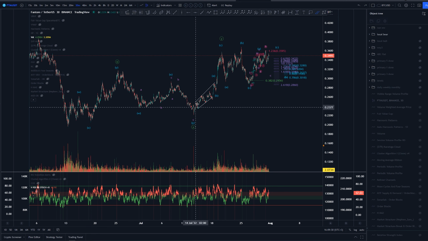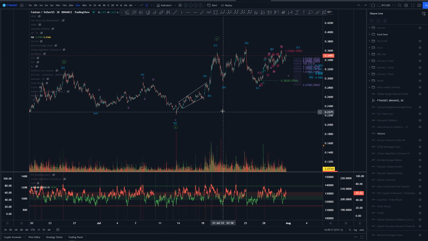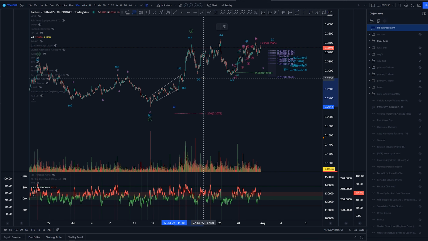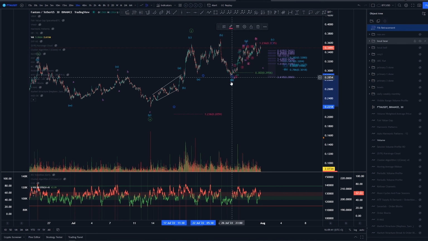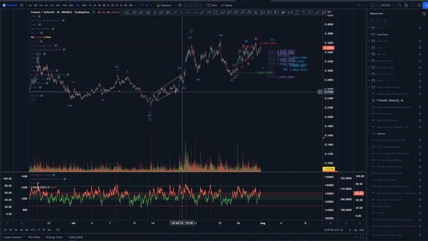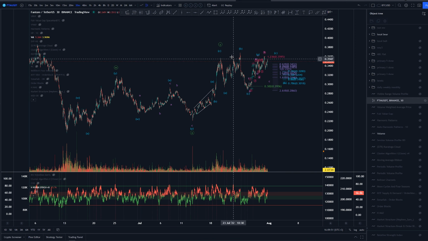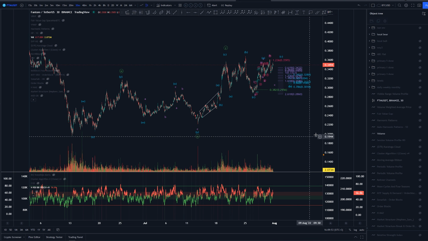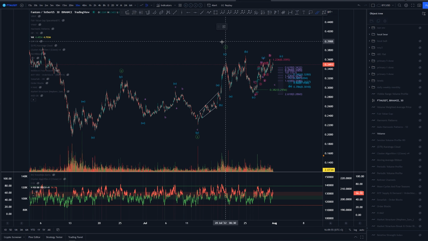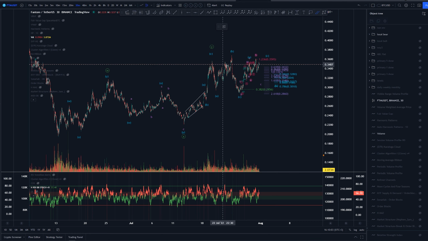Here I could label this as expanding diagonal as a 1, 2, 3, 4, and 5 into an A wave. Then a very small pullback for wave B, does not hit the 38.2 retracement and is still quite far off of it, but I couldn't really get anything else here going that would make any sense. So that's how I'm going to be labeling it at the moment. This would end our wave Y up here, and then we have again more possibilities to follow.